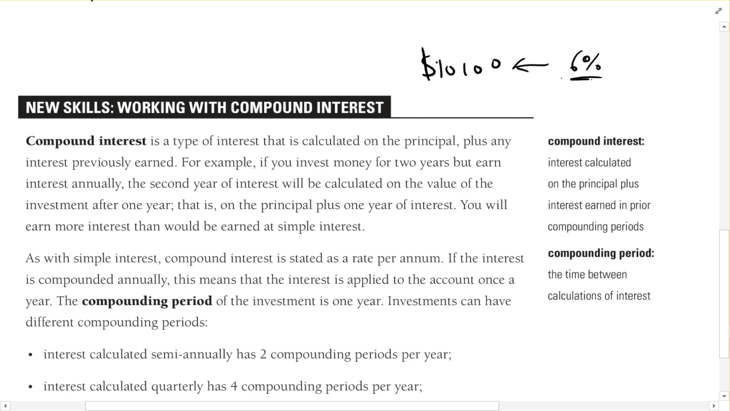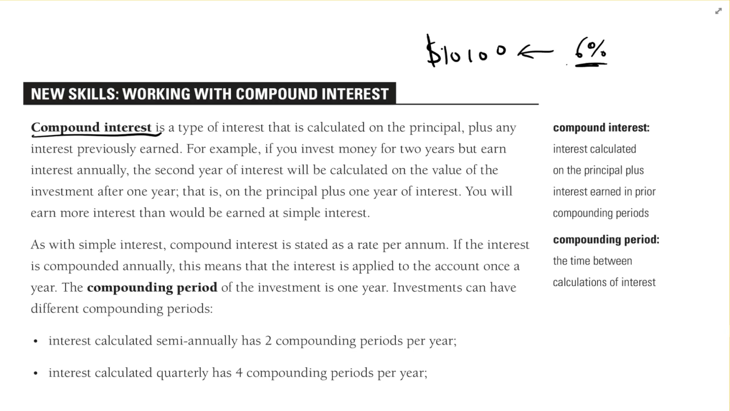So, and that's a bigger number. The percentage is going to be bigger. So it's going to get bigger faster. So compound interest is the one that we want. It's going to increase the amount of money you get a lot faster. All right, so these definitions on the side are going to be important. So compound interest is interest calculated on the principal plus interest earned in prior compounding periods.